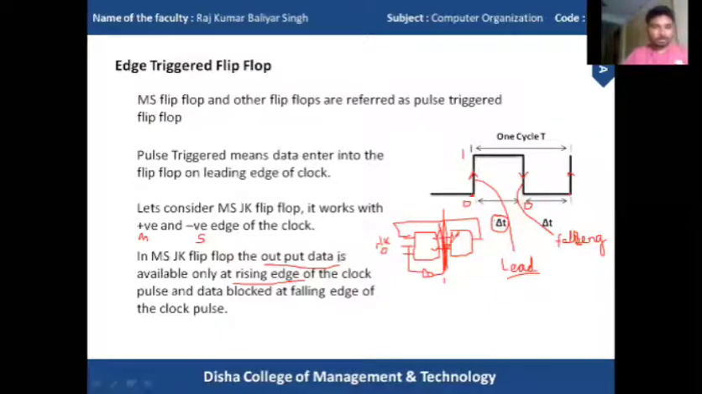Clear? So in master slave we have two conditions. Only at the rising edge we are getting the data as an output, and at the falling edge the data is blocked out. The data cannot be transferred. But other flip flops only work with the rising edge of the clock cycle. It is not necessary at the falling edge.